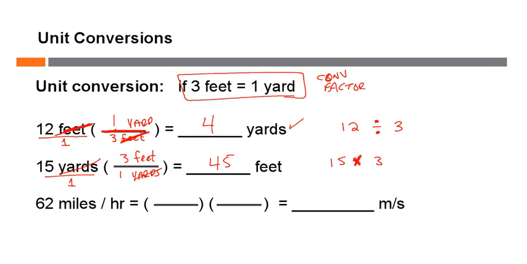Here's one that has 2 steps to it. In this case, we're trying to turn miles into meters, hours into seconds. So you'd have to know or be given or look up those conversion factors. I happen to know them, so I'm going to put them here. 1 mile is 1608 meters. With that one, I've got miles on top. So I'll put the miles on the bottom. Miles cancel out, and that'd be 1,608 meters on top.